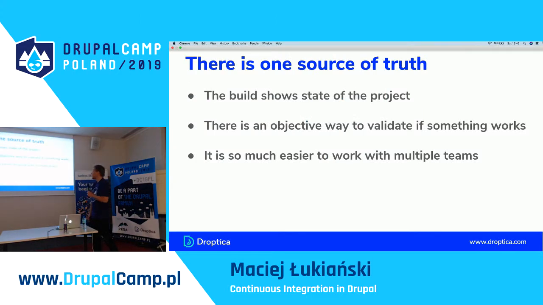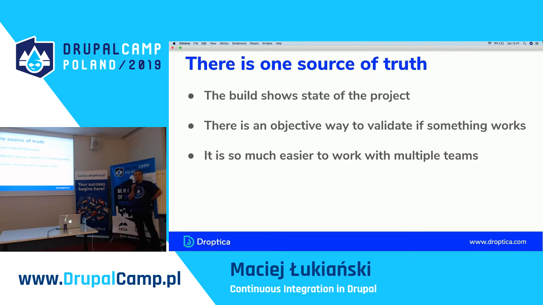And the benefits. So there's one source of truth. We have a build that shows the state of the project. There is no discussion whether something works or not. You build the project from scratch with a copy of a production database, and this is it. We don't say, oh, it works on stage, it works somewhere there, it worked on my machine. You can build it wherever in Docker, and it should work or not. It's a 0-1 discussion. There's an objective way to validate if something works, and this is something from a project management perspective.